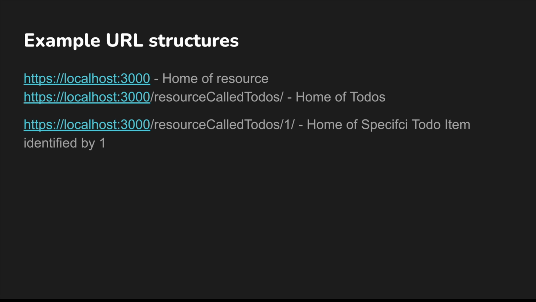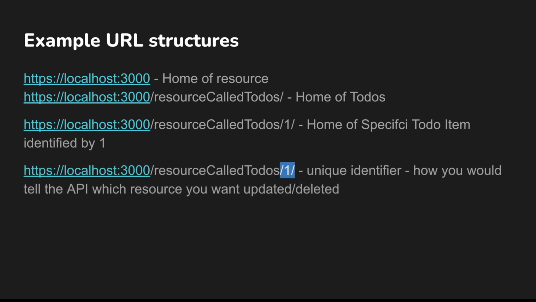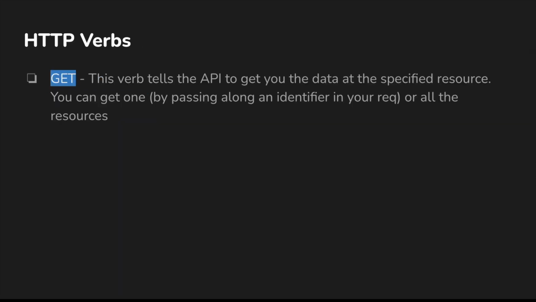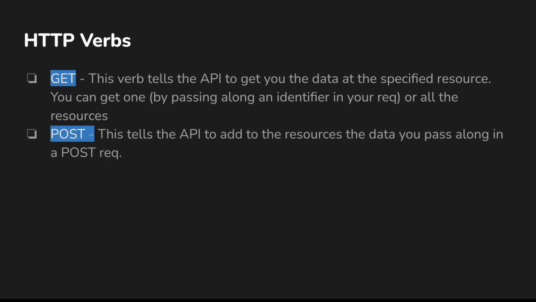And this unique identifier is also what you would use to tell the API which resource perhaps you want updated or which resource you no longer need, if you have the permissions and the necessary access to that. The common HTTP verbs are GET. This is a verb that basically tells the API that you need a certain resource from the server, and the API will get you the resource. So you can either get one resource by specifying a specific identifier along with the request, or you can get all the resources in that specific request.